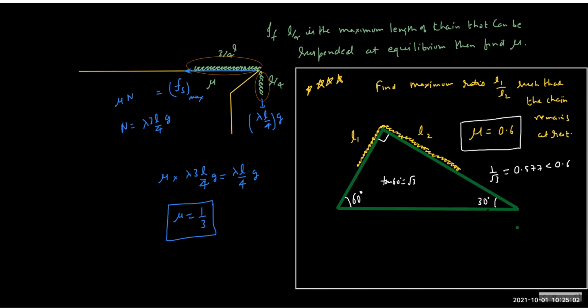So you can actually increase L1. The only tendency you can develop is for the chain to move down on the left and up on the right. The moment this tendency develops, friction will start acting down the plane on the right, and up the plane on the left.